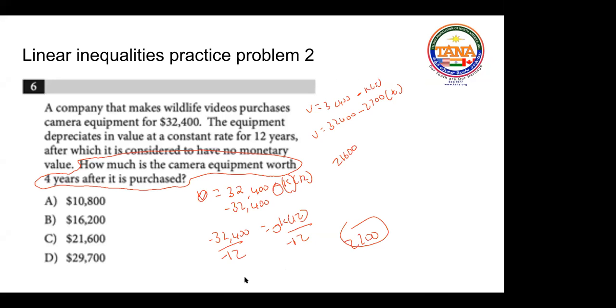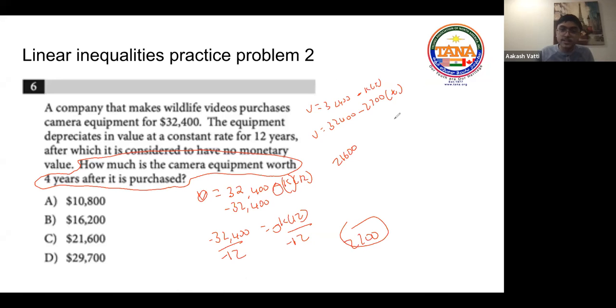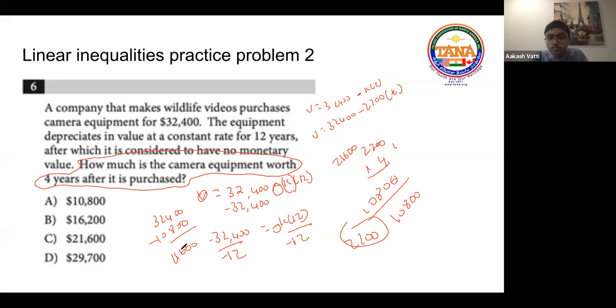All right, so to the person who's asking what happens after I plug in 4, you just multiply 2,700 by 4, which gives you 10,800. So you subtract 32,400 minus 10,800, and you get 21,600. Honestly, I don't feel like you need a calculator, but I guess you could. Yeah, this is not a calculator question.